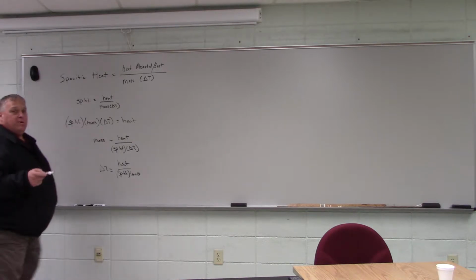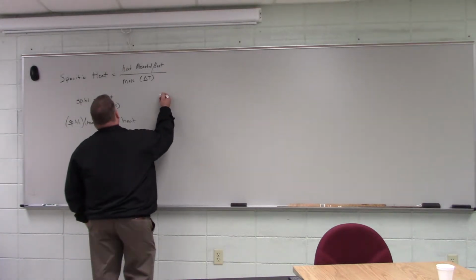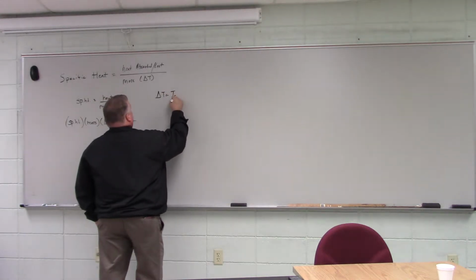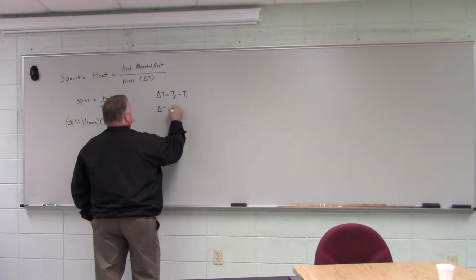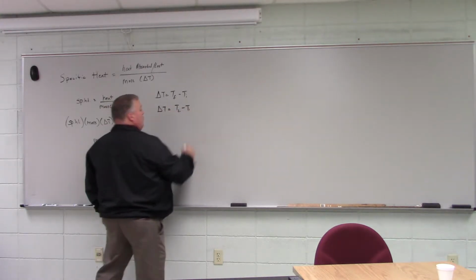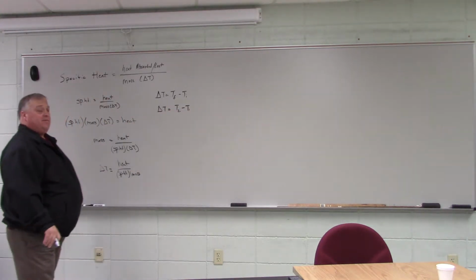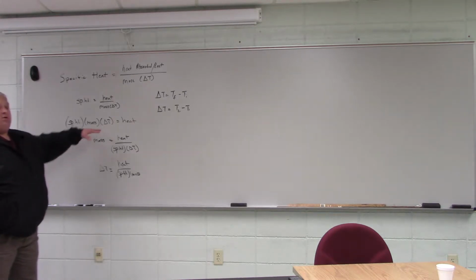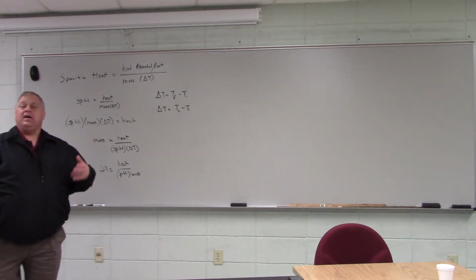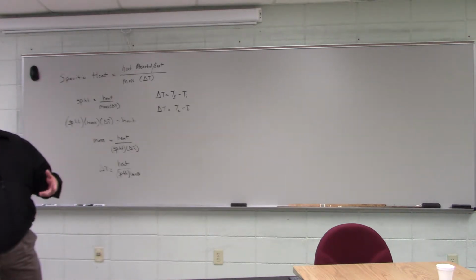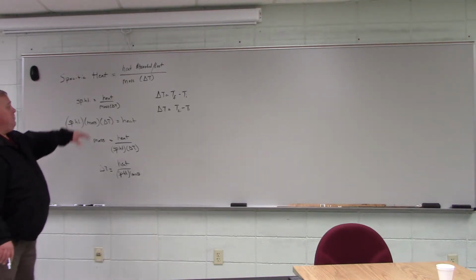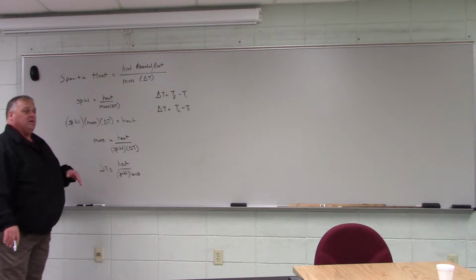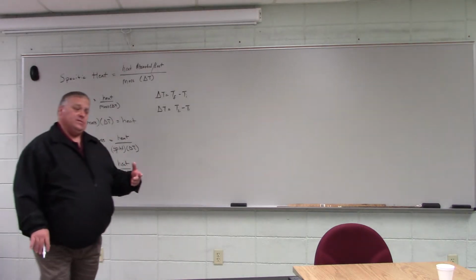And we have to remember here, in terms of temperature change, delta T is equal to T final minus T initial, or delta T is equal to T2 minus T1. With specific heat, our delta T value may include a positive or a negative value. And that's important when we're discussing the amount of heat that's transferred between two substances.